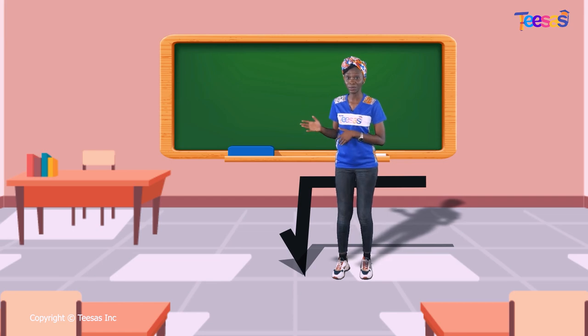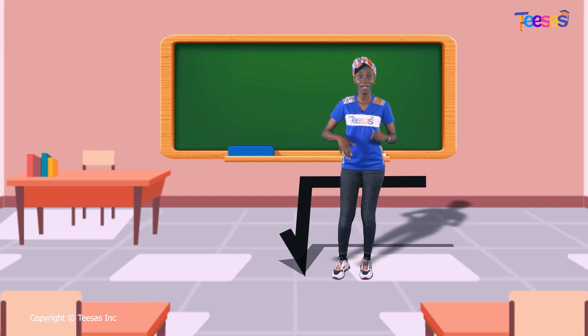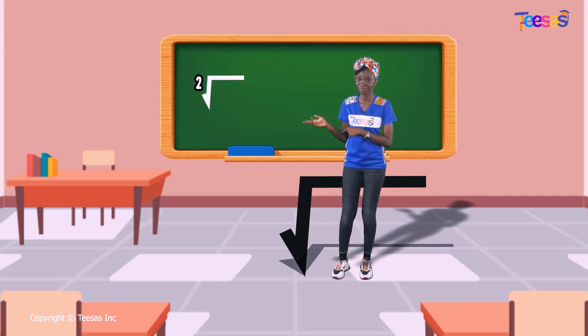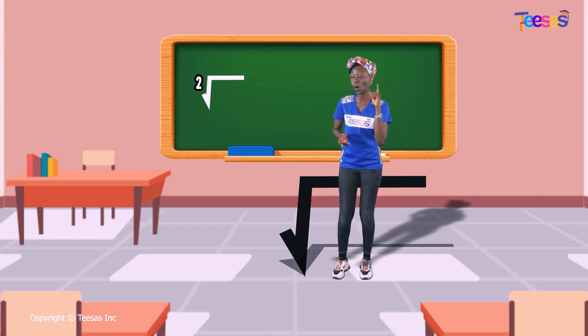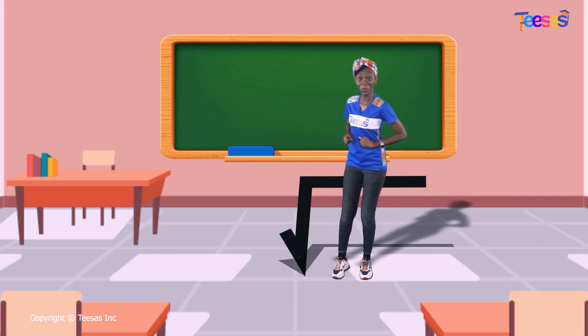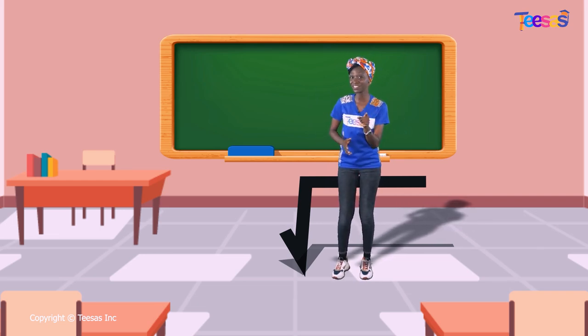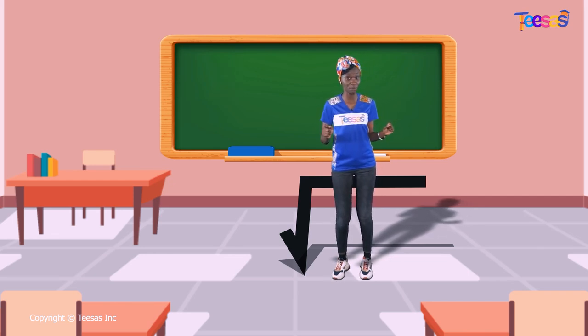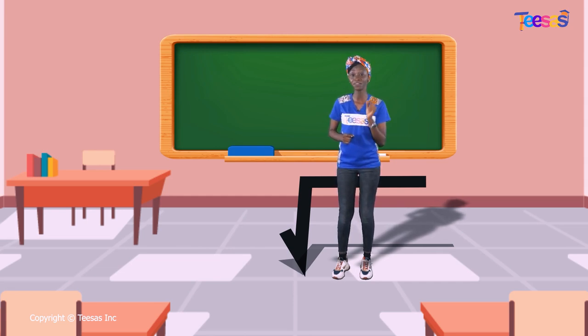Placing the symbol alone signifies square root. But for emphasis, the digit 2 can be written in front of the symbol like this, to signify that you are to find the second root or square root. Oh, a quick one. When the digit 3, 4, or 5 is written in front of the symbol, it means that you are to find the third, fourth, or fifth roots respectively.